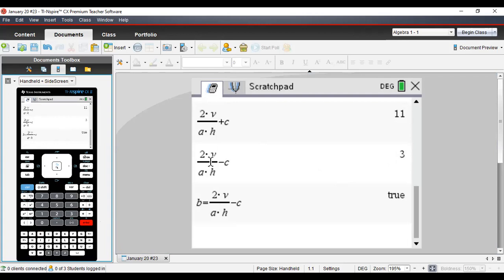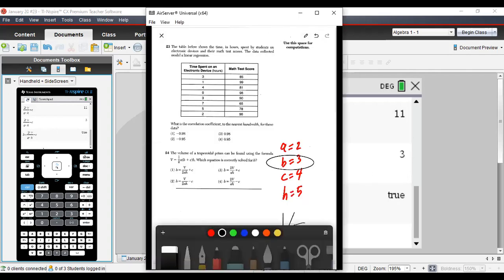When you do the right-hand side, you should get the value of what we started with, that we stored into B, which is 3, or you could just type in the whole equation, and you're looking for the one that gives you a true statement. And this is the one that gives you a true statement. This also gives you a value of 3, so you know that's the right answer. So you would choose 4. That's your answer.